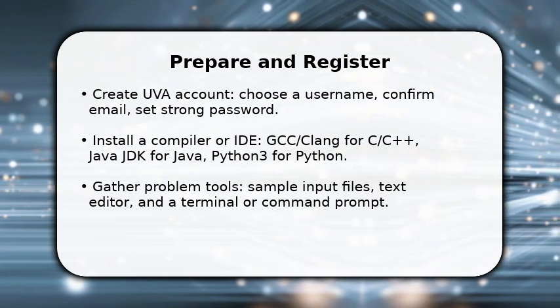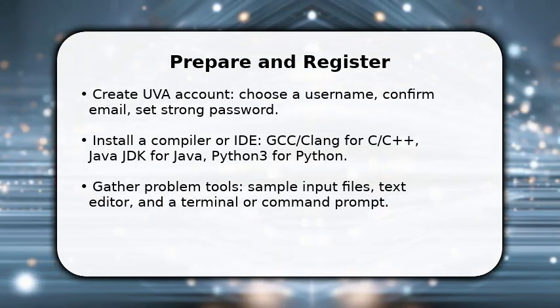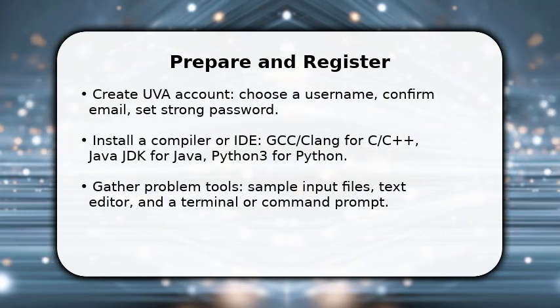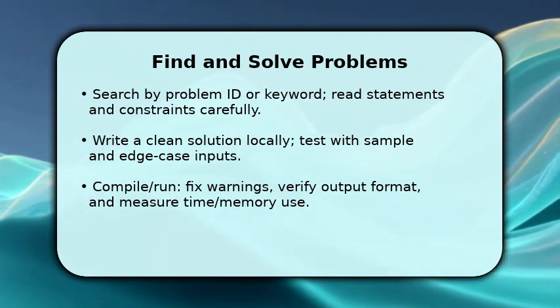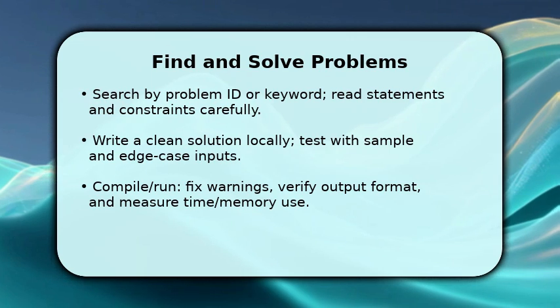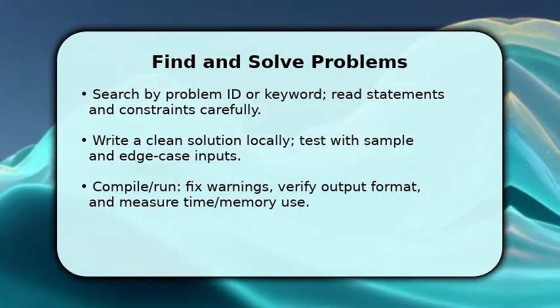Make sure to store sample input files next to your source file. This saves time when you test locally before submitting to UVA. Now locate the problem by ID or keyword and read the statement closely. Constraints dictate algorithm choices. You should code the solution locally, keeping I/O and formatting exact.